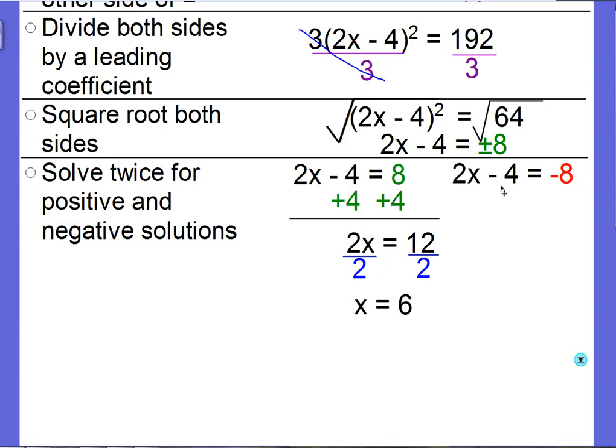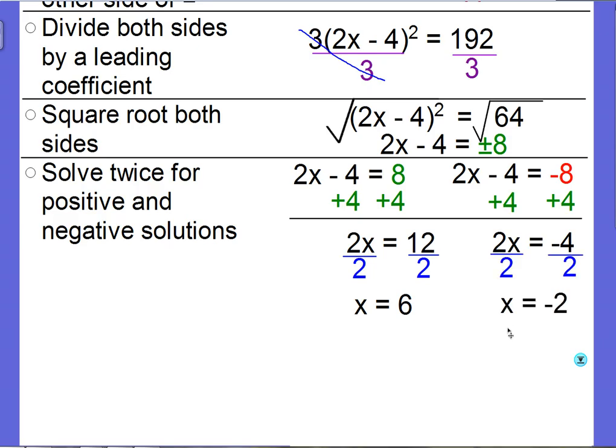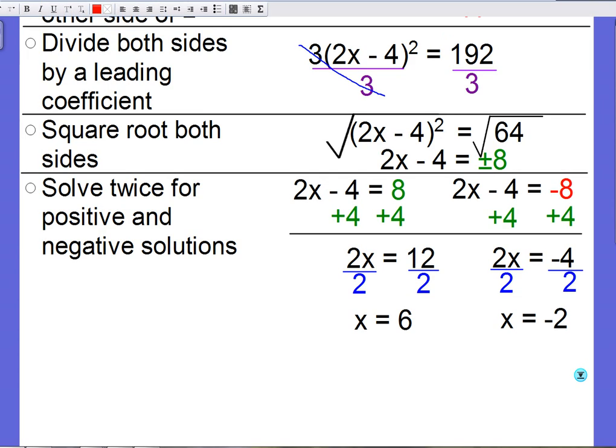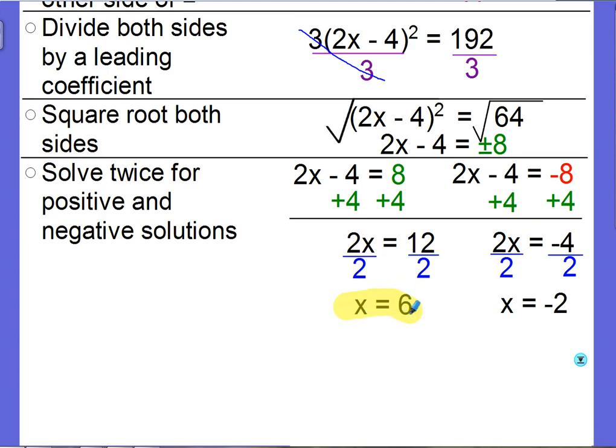Then we'll do this other side. Again, I'm going to add 4 to both sides so that I get 2x equals negative 4. Then we'll divide both sides by 2, and x equals -2. So that makes those both my solutions.